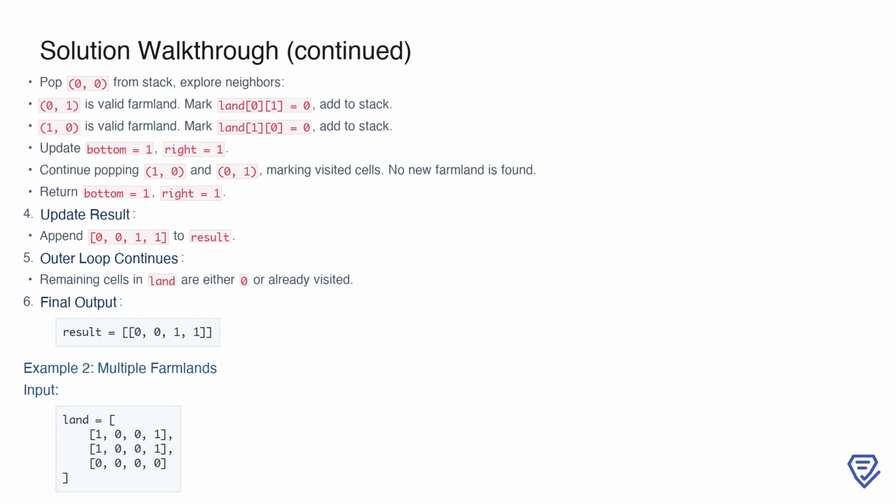As we continue processing the stack, we pop 1, 0, and 0, 1 and check their neighbors, but no new farmland cells are found, so the DFS concludes. The bottom right boundary of the block is determined to be 1, 1. We append the coordinates of this farmland block, 0, 0, 1, 1, to the result list. The outer loop then continues, but since all other farmland cells in the grid have been visited or marked as 0, no further blocks are identified. The final output for this example is 0, 0, 1, 1.